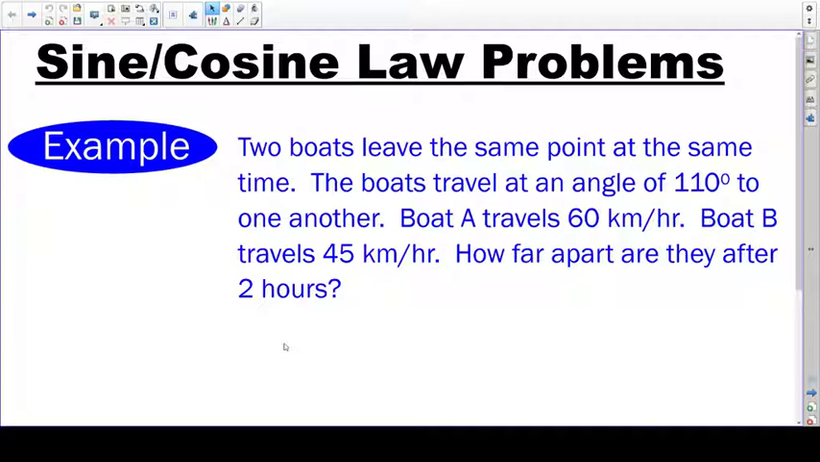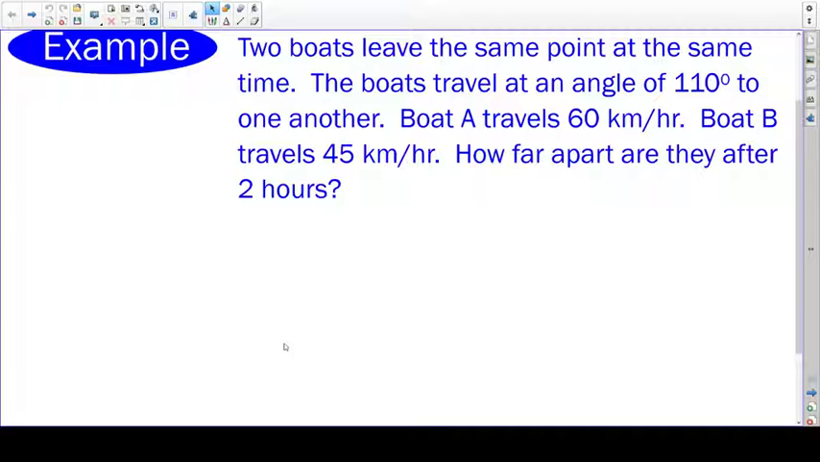This question says, we have two boats leaving the same point at the exact same time. They travel at an angle of 110 degrees to one another. They both travel at different speeds over the course of 2 hours. And the question asks, how far apart are they after the 2 hours? So, just like the saying goes, a picture is worth 1,000 words. So, let's draw a picture.